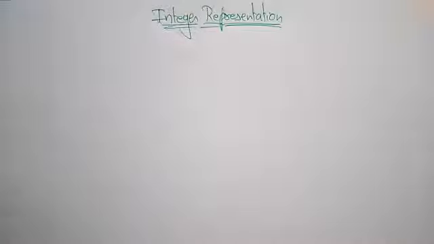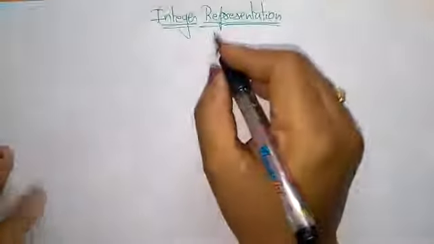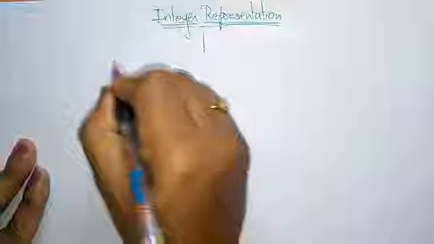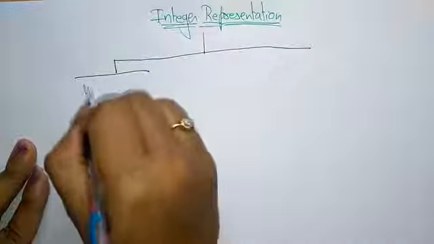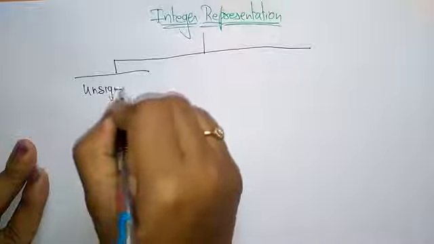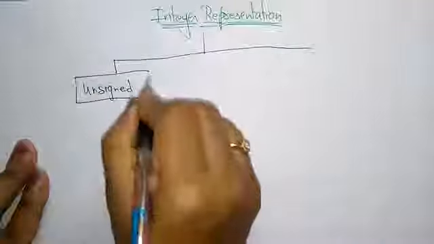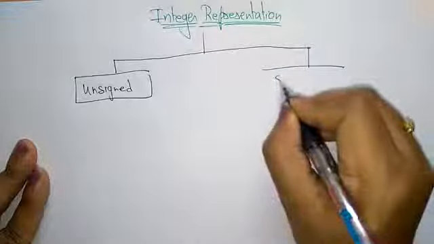Hi students, welcome back. Coming to the next topic in the subject computer organization and architecture is integer representations. In the integer representations, the integer may be a signed or unsigned integer. Let us see what this integer representation is. The integer representation is divided into signed numbers and unsigned numbers.